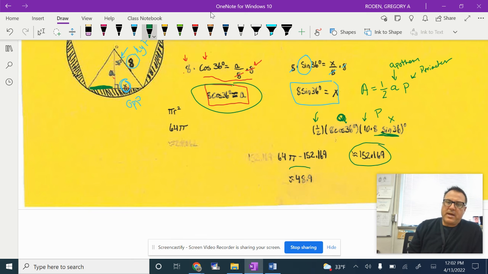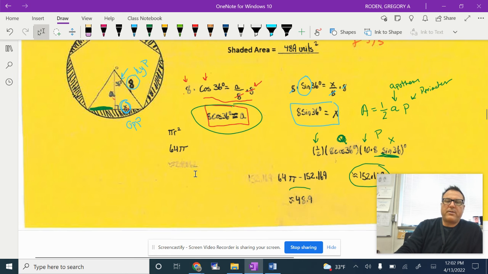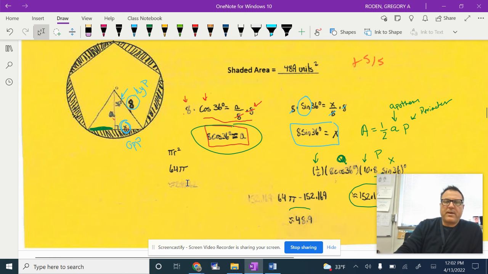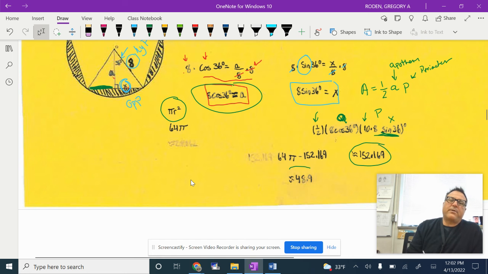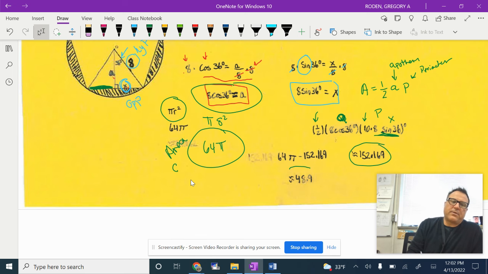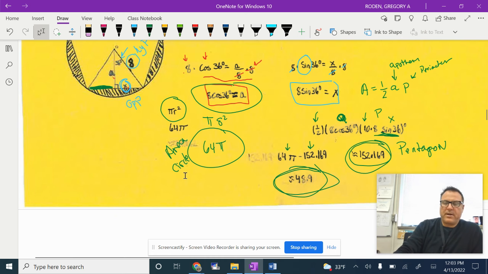Now, you're not done yet because we're finding the area of the shaded region. Remember Mr. Roden gave you that formula, pi r squared, right? And r is 8, so this is pi times 8 squared, which is 64 pi. This is the area of the entire circle. If you take the area of the circle and subtract the area of the pentagon, you get the area of the shaded region. So 64 pi minus the area of the pentagon gives you approximately 48.9 when you put it into the calculator. All right, let's keep moving on.